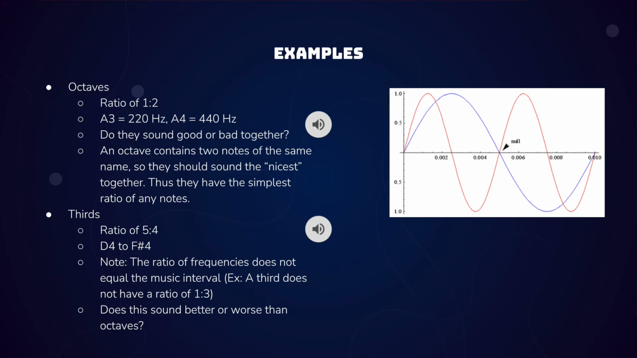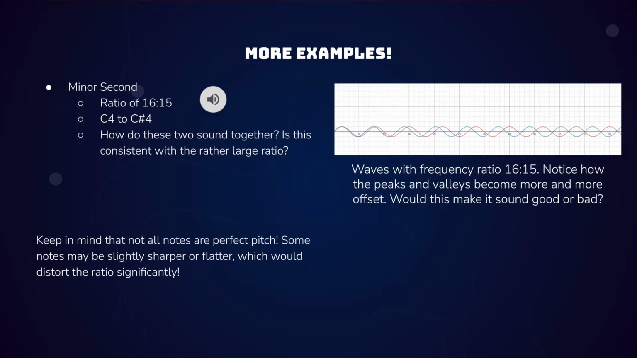In the next example, we have our thirds. These two notes have a ratio of 5 to 4, and the notes are D4 and F sharp 4. One thing to note is that the ratio of frequencies does not equal the musical interval. For example, a third does not have a ratio of 1 to 3. And this sounds worse than octaves because the ratio is larger. All right, now let's look at the minor second.